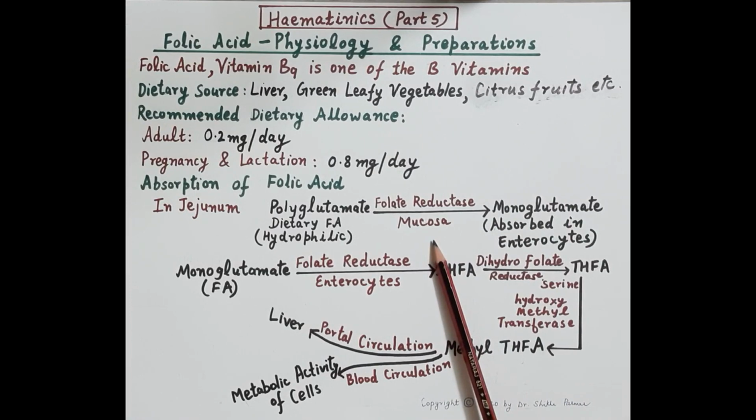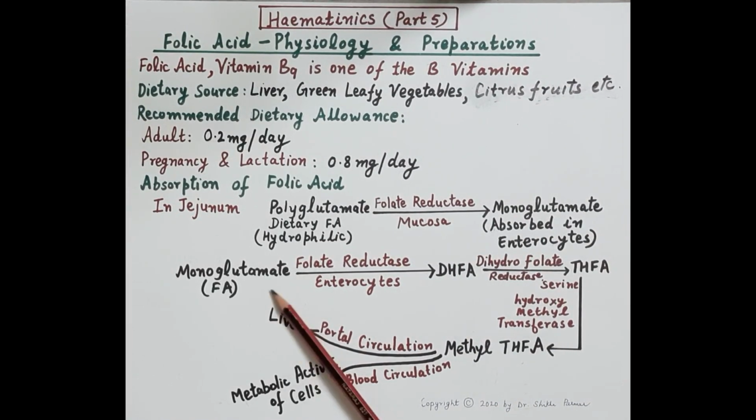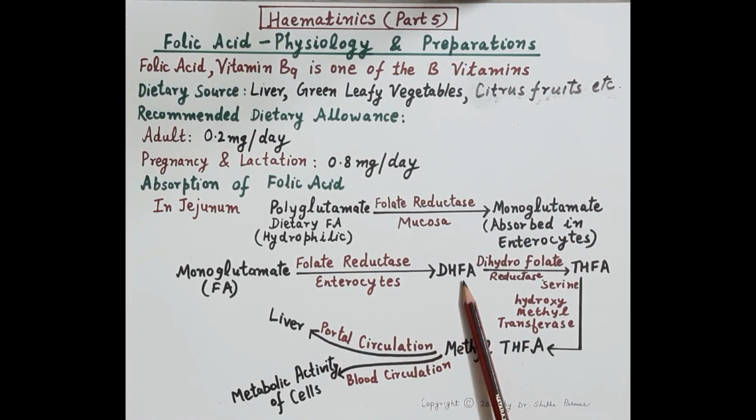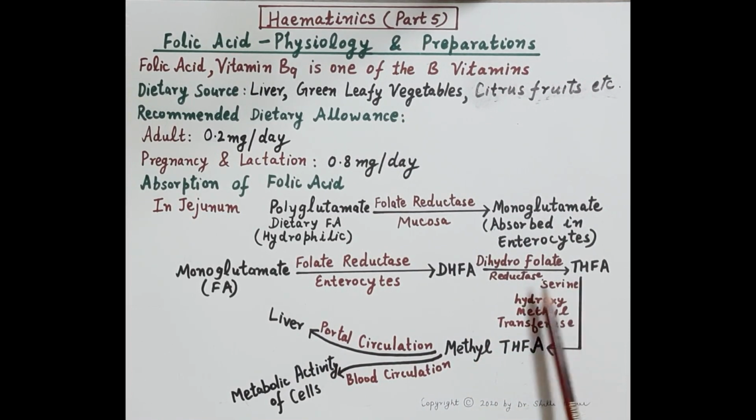the mucosa of jejunum. Now this monoglutamate folic acid is absorbed in the enterocytes, that is the cells of the jejunum. In the enterocytes, monoglutamate folic acid is reduced to dihydrofolic acid by the enzyme folate reductase, which is present in the enterocytes. Dihydrofolic acid is further reduced to tetrahydrofolic acid by the enzyme dihydrofolate reductase, which is also present in the enterocytes.